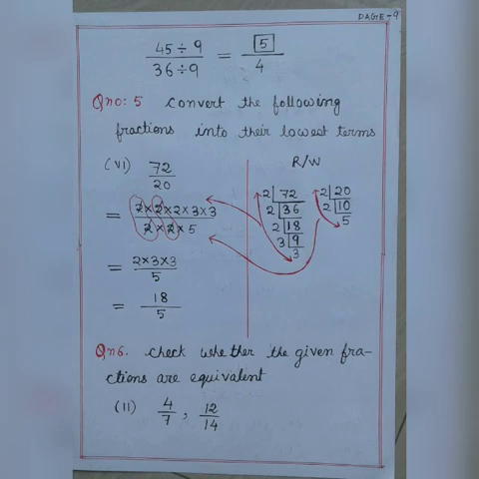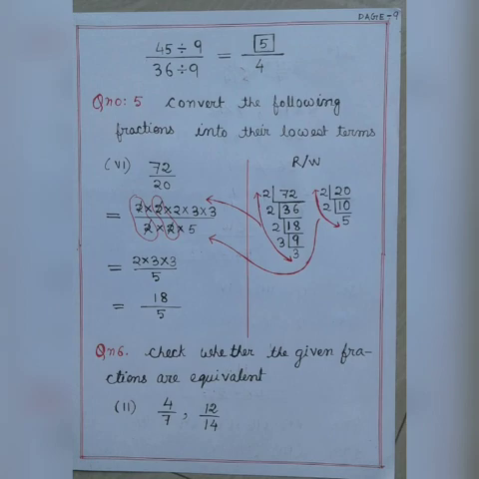So in place of numerator 72, I have written the factors 2 into 2 into 2 into 3 into 3. And in place of 20, I have written 2 into 2 into 5. If I cancel out the common factors from both numerator and denominator, the left out terms will be 2 into 3 into 3 divided by 5, that is 18 by 5.